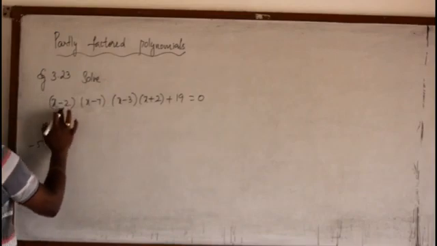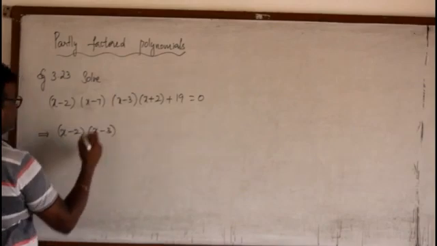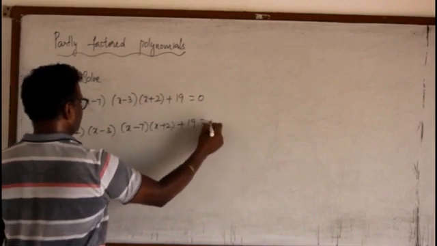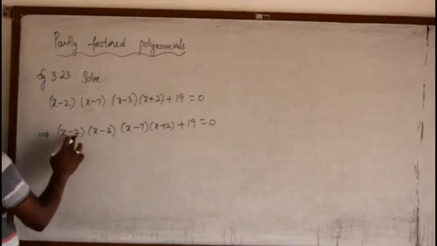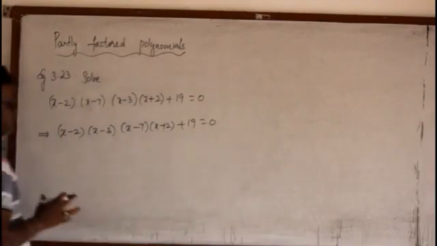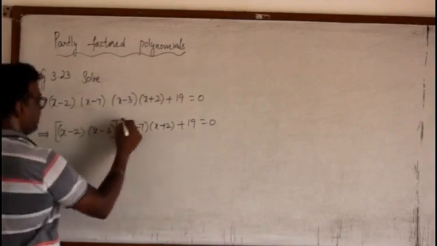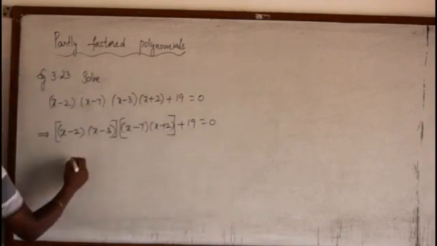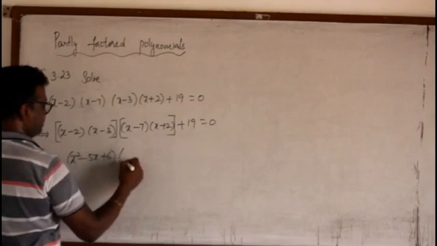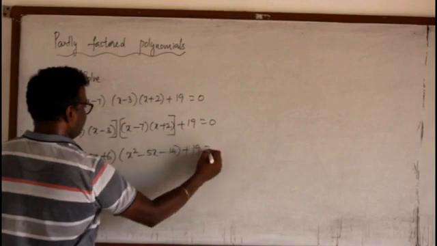So, let me combine x minus 2 and x minus 3, and let me combine x minus 7 and x plus 2, plus 19 equal to 0. I just alter the order so that when I add the constants it becomes minus 5. Similarly, when I add these two constants it becomes minus 5. In such a way I am combining. Now if I multiply these two alone and these two alone, it is x square minus 5x plus 6, and similarly x square minus 5x minus 14, plus 19 equal to 0.